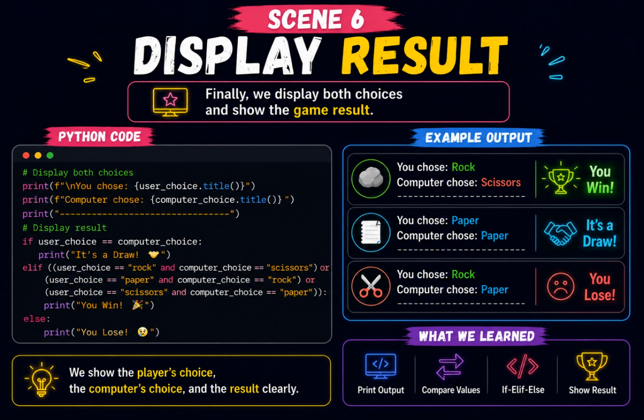Finally, let's display the result. First, we print the player's choice. Then we print the computer's choice. After comparing both the values, the program displays one of these messages like you win, you lose or it's a draw. This makes our program interactive and easy to understand also.